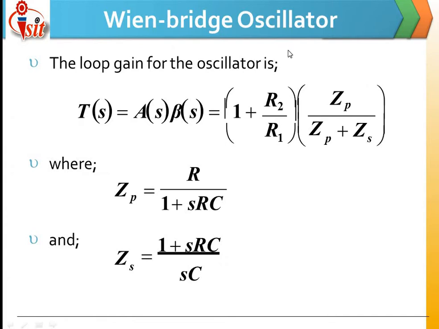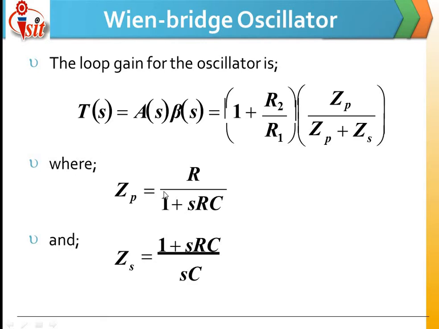Then the Wien bridge oscillator. The loop gain for the oscillator is T(s) equal to A(s) beta(s), which is equal to 1 plus R2 divided by R1 into Zp divided by Zp plus Zs. That means Zp is the parallel combination of the R and C components, and Zs is the series connection of the R and C components, where Zp is equal to R divided by 1 plus SRC, and Zs is equal to 1 plus SRC divided by SC.